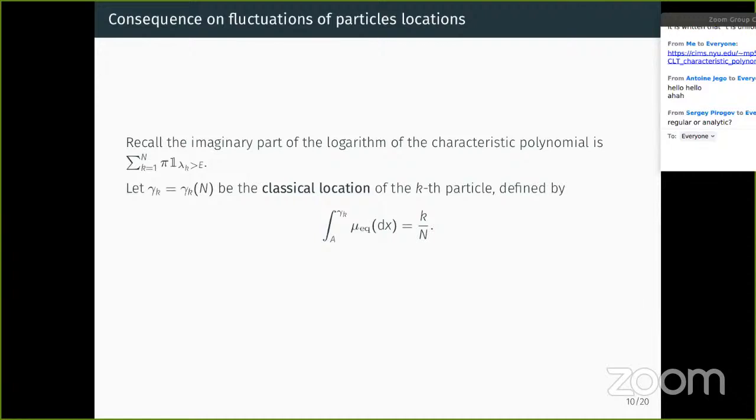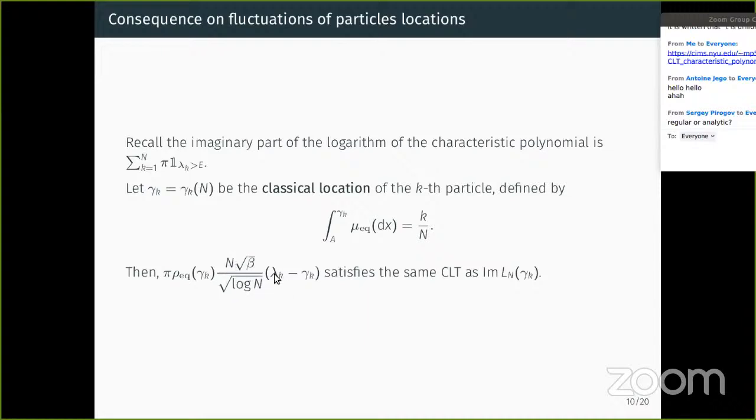Some nice corollary is that I said that the imaginary part of the logarithm is the counting function for eigenvalues. So for a given n, you define the gamma k's to be where you expect the particles to be. So it's given by the quantiles of the equilibrium measure. The location gamma k is the location where you expect lambda k to be. Then you can look at the fluctuation of lambda k around its classical location gamma k, and you have to rescale by n over square root log n.